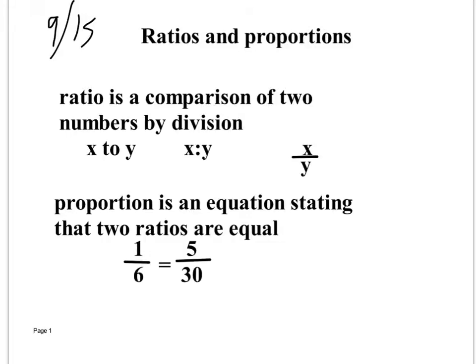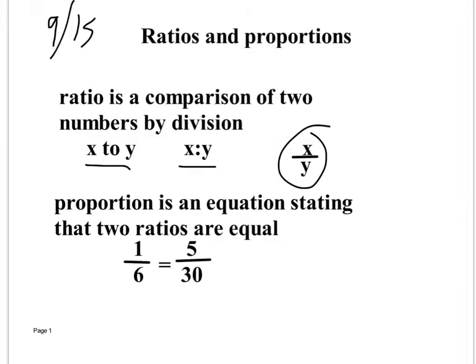Alright, so today we're doing ratios and proportions. A ratio is just a comparison of two numbers by division. X to Y can be written like this, or it can be written as a fraction, because fractions are division problems. A proportion is an equation stating that two ratios are equal.